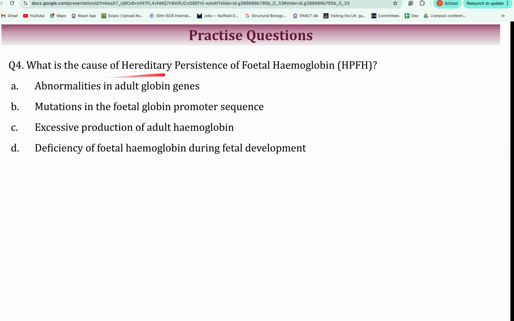Okay, so the next question is, what is the cause of hereditary persistence of fetal hemoglobin, which is HPFH? Option A, abnormalities in the adult globin genes. Option B, mutations in the fetal globin promoter sequence. Option C is excessive production of adult hemoglobin. And option D is deficiency of fetal hemoglobin during fetal development. Okay, so keep in mind that they have asked what causes hereditary persistence of fetal hemoglobin.